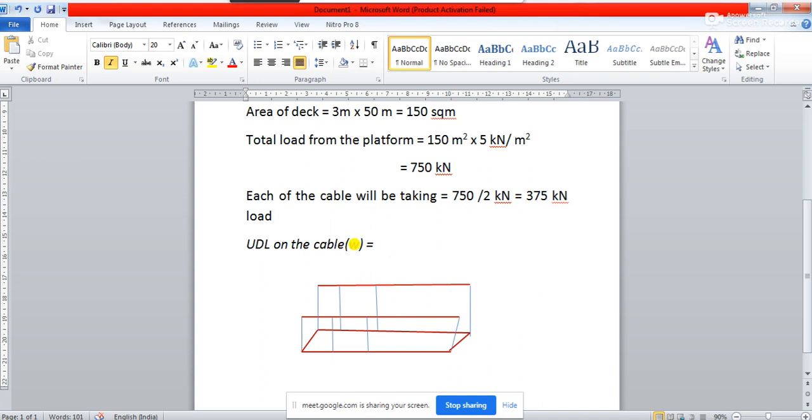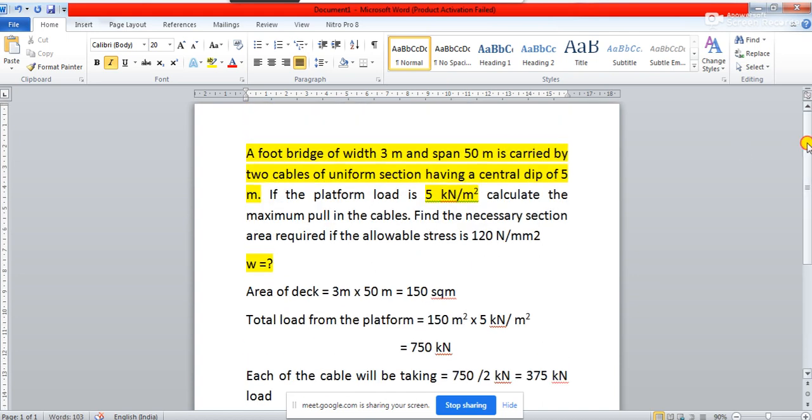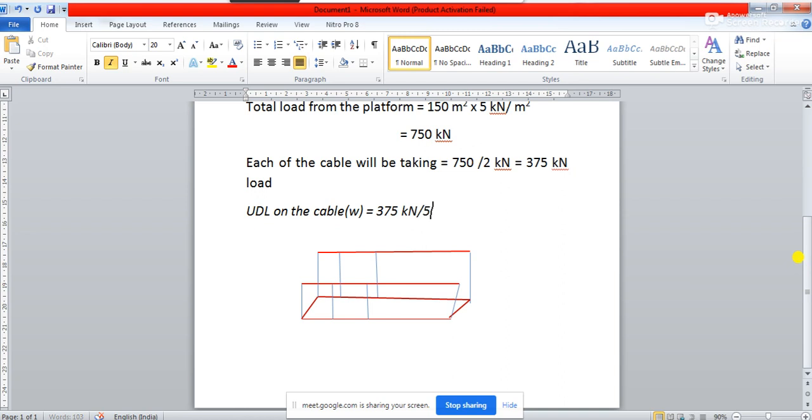So the total load carried by one cable is 375 kilonewton, and the length of the span is 50 meter. So I will divide the total load by the span: 375 divided by 50 gives kilonewton per meter. After that, your problem is simple.